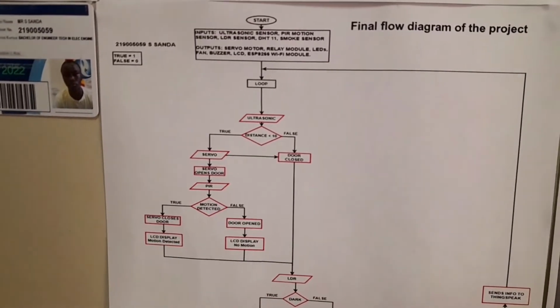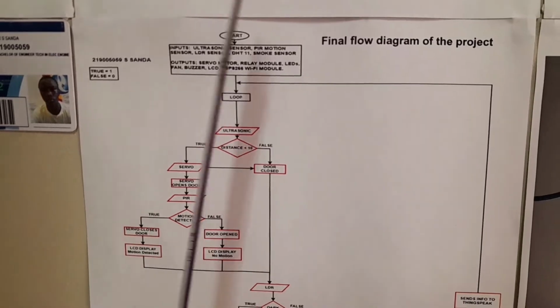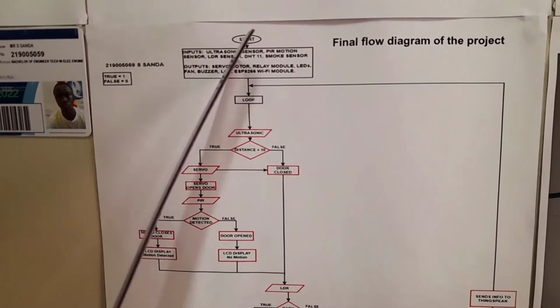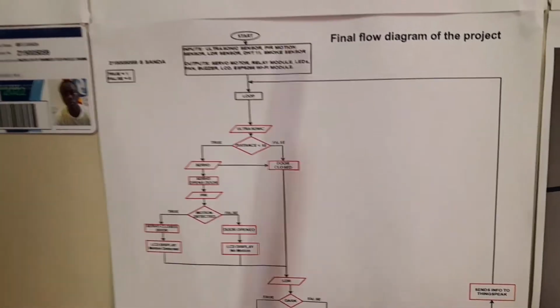Moving forward to the final flow diagram of the project. A flowchart is a graphical representation of a process. These are parts of the flowchart. This is the start, which starts the program. This is the process, which describes an action. This is the input or output, and the decision, which is yes or no.